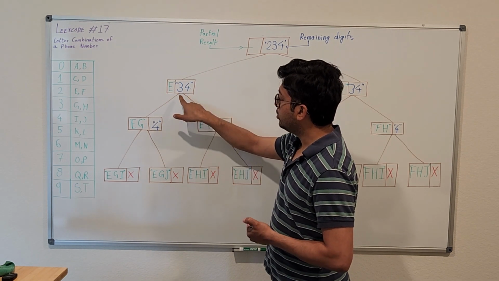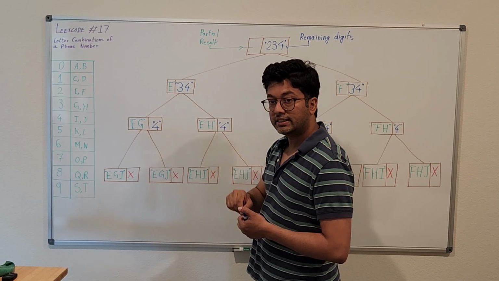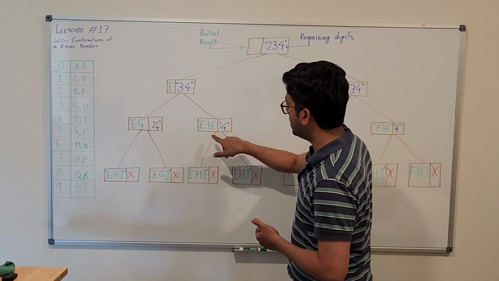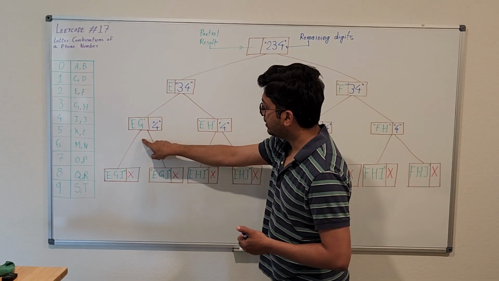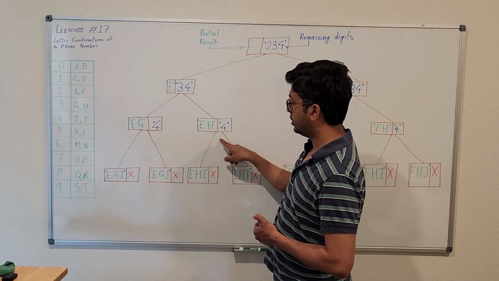He's gonna take 3 out, and he's gonna say, okay, 3 can be either G, so my next letter is G, or 3 can be H, my next letter is H. He tells this guy, these are your first 2 letters, EG, and tells this guy, these are your first 2 letters, EH.